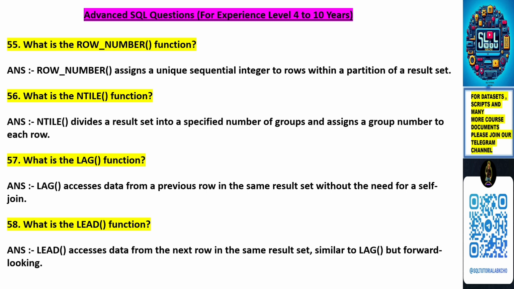Like, we have done a partition based on the department. So for each department, if the number of rows is like 10, then row number will provide 1 to 10 unique numbers, one for each row in each department. Okay, now move on to the next question.